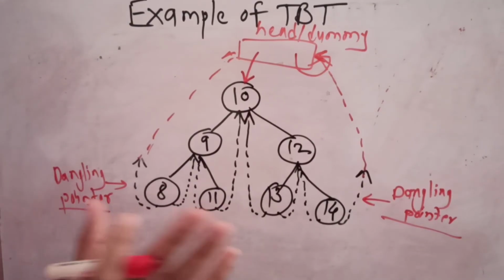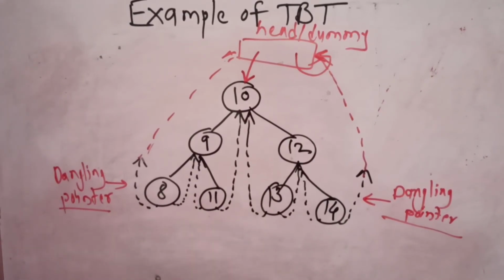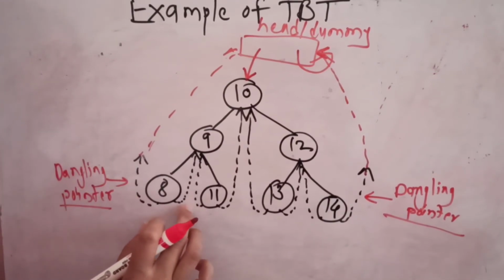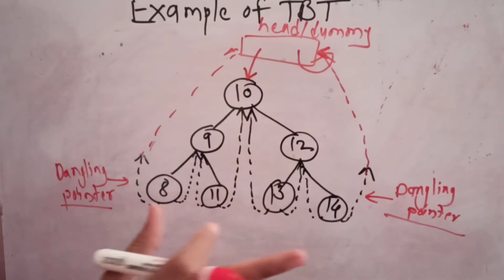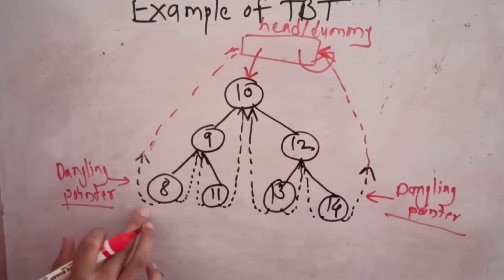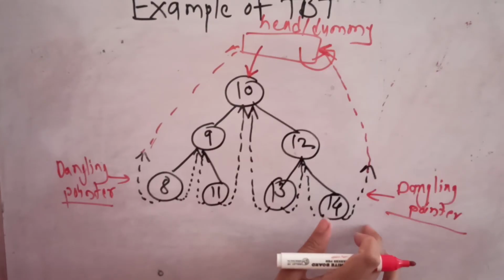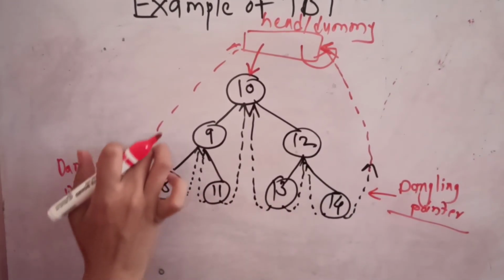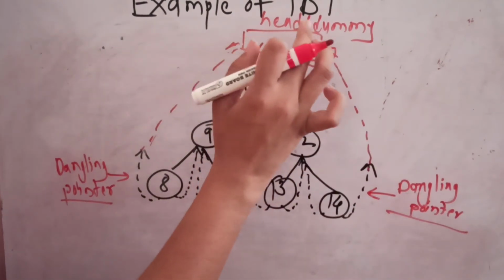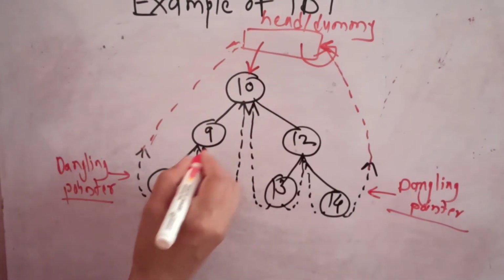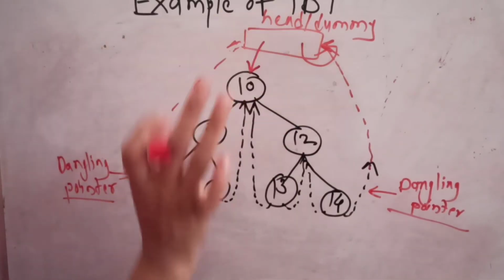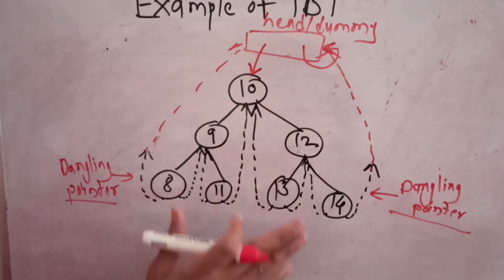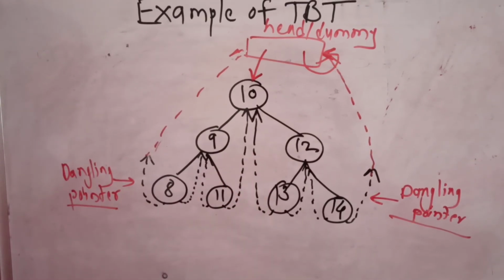Whenever you are going to set the threads into the TBT, always the left link you have to set to the predecessor element, and the right link you have to set to the in order successor element, as we are going to create the in order TBT. And the leftmost link and the rightmost link are the two free pointers. To set these two free pointers, we are making use of the dummy node, and the actual TBT is acting like the left child for this dummy node or the head node. So always remember this whenever you are going to set the threads into the TBT.